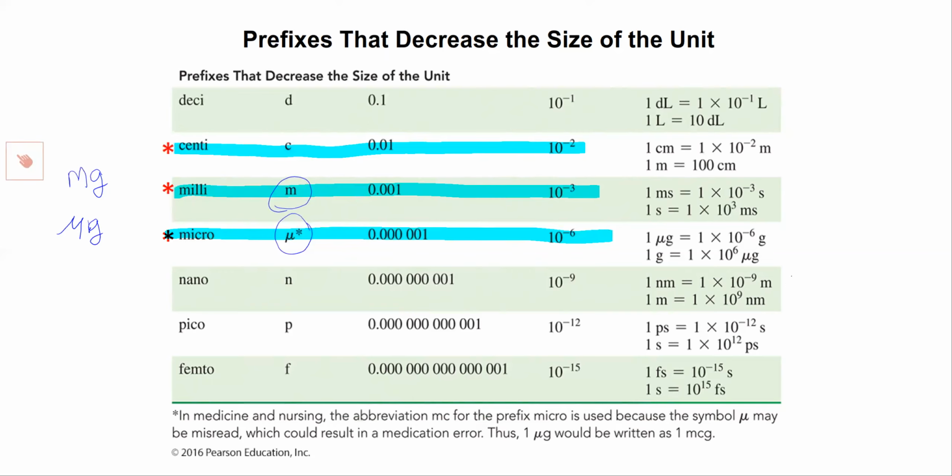Nano and pico are used commonly, especially when describing bond lengths, but we won't use these frequently enough that they're worth memorizing.